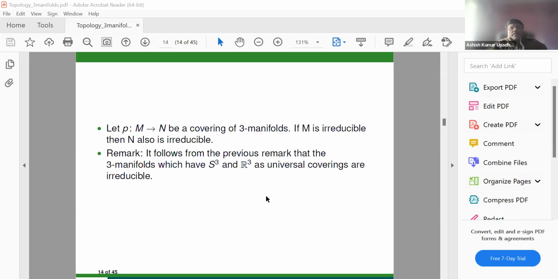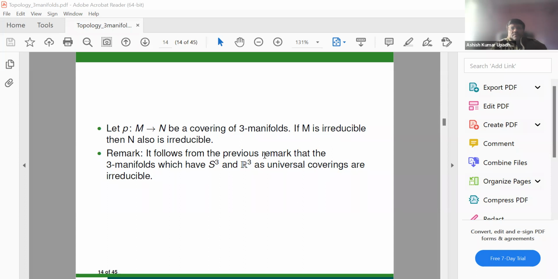Okay. So now consider a situation which is familiar to us, where we have a covering space. Let p from M to N be a covering of three-manifolds. It is a standard result that if M is irreducible, then N is also irreducible. This result is mentioned because it has a very important consequence.